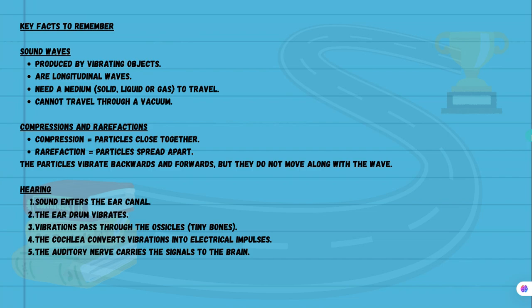Hearing. Sound enters the ear canal. The eardrum vibrates. Vibrations pass through the tiny bones. The cochlea converts vibrations into electrical impulses. The auditory nerve carries the signals to the brain.